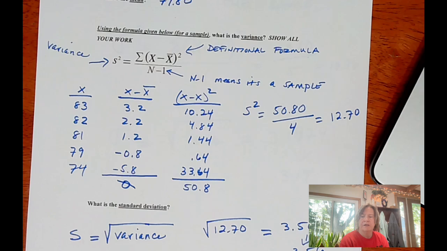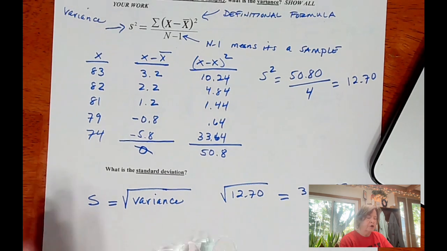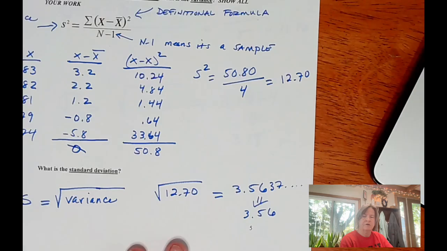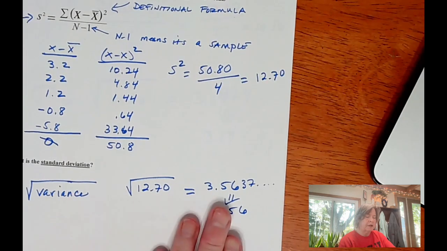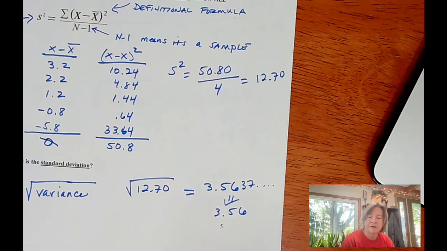The variance is 12.70. But to compare it to our mean, these are in squared units, and we want to have everything in raw units. So we have to convert it back into raw units, and to do that, we take the variance square rooted. The square root of the variance gives us our standard deviation, which is represented by s instead of s squared. So you get 12.70, square root that equals 3.5637, which I've rounded to 3.56.